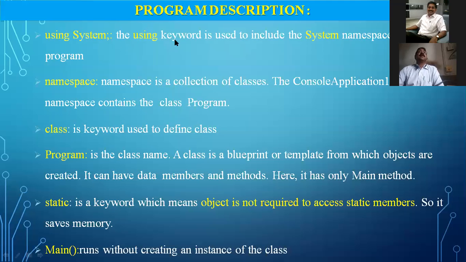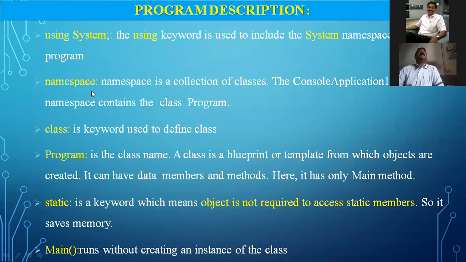What is that? This using keyword is used to include the system namespace in the program. So using is a keyword, and it is used to include the system namespace. This is a very important namespace, which is the root of all namespaces.